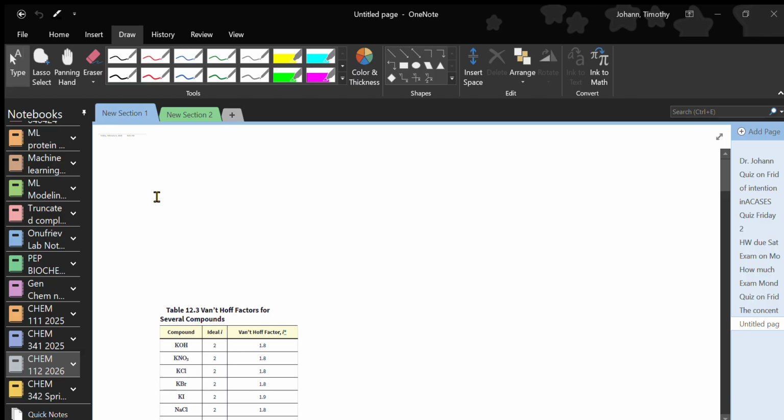All right, so there'll be a homework due on Monday at 7 a.m. That homework will focus on colligative properties, which is what we're going to be talking about today. There is a quiz next Friday.